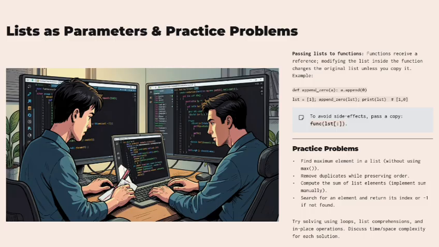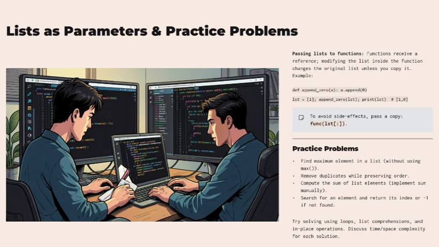For avoiding side effects: sometimes modifying the original list is not desired. In that case, we pass a copy. For example, here you can see, list[:] creates a new list. The original list remains unchanged.